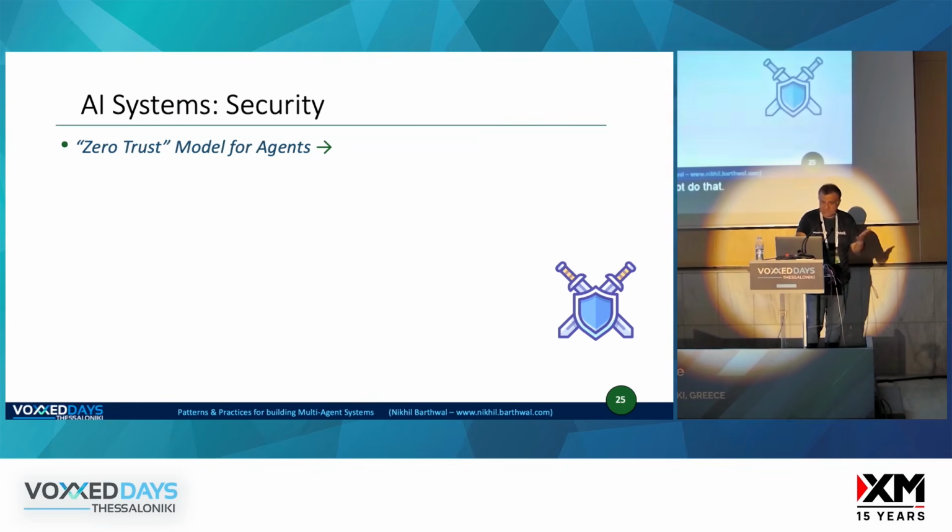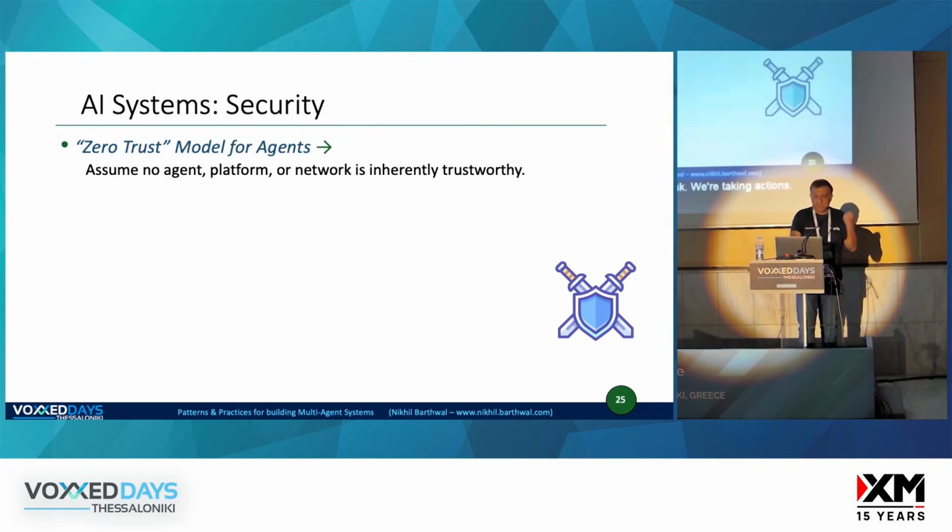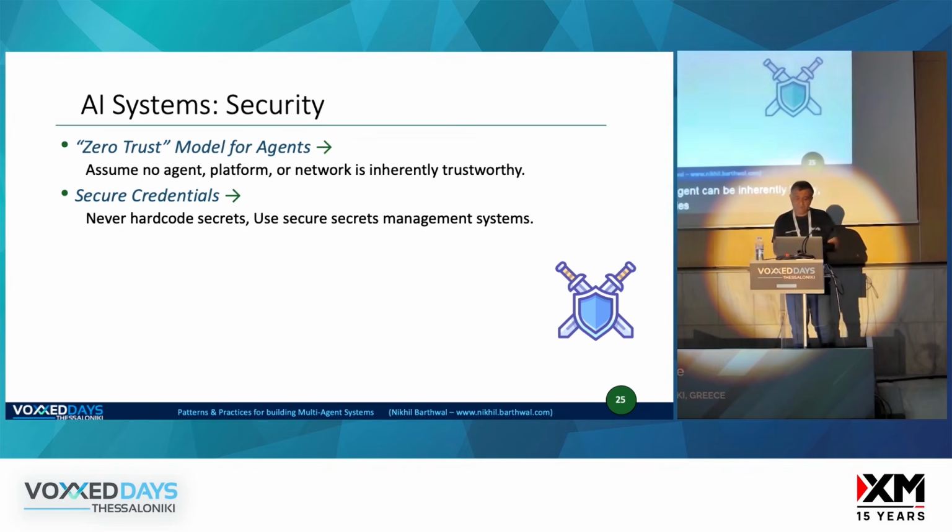Security, big task. You're taking actions. Zero trust models. Models communicate with each other. No agent can be inherently trusted. So your system has to be designed using zero trust technologies. Credentials have to be very secure. These are like general security issues.